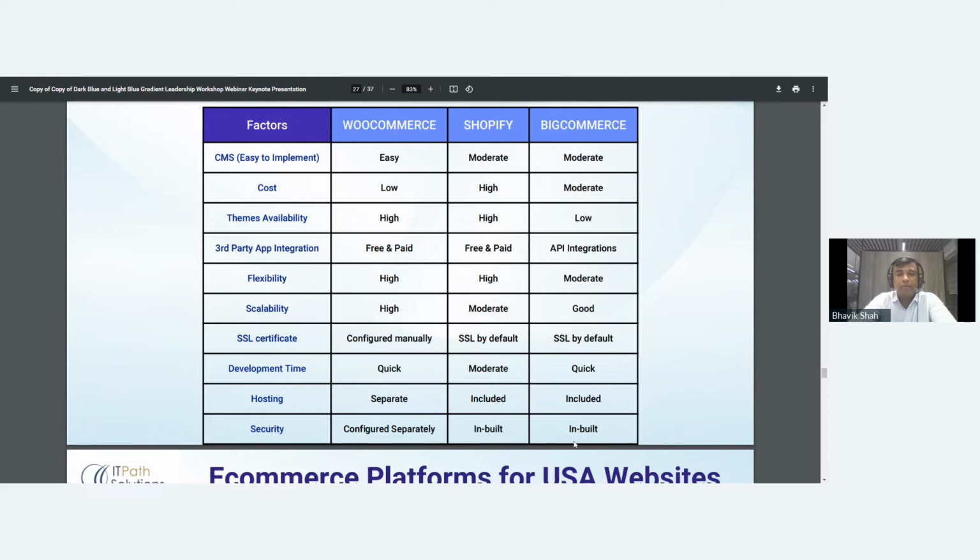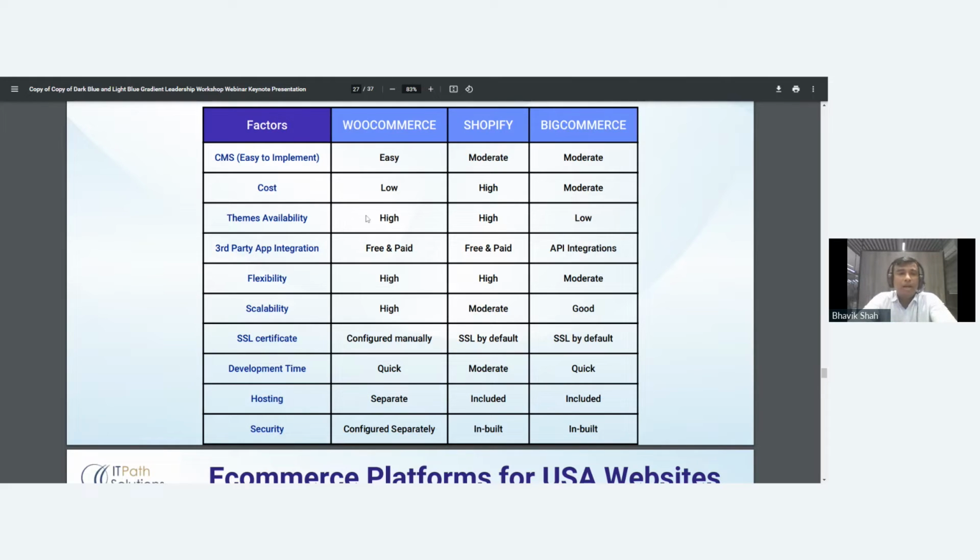Security. With WooCommerce, it has to be configured separately. With Shopify, it's inbuilt. With BigCommerce, inbuilt. Again, if you choose WooCommerce as your preferred platform, don't worry. We have experts in WooCommerce who have more than 8 years of experience and have configured websites securely. And we haven't heard a single complaint from our past clients.